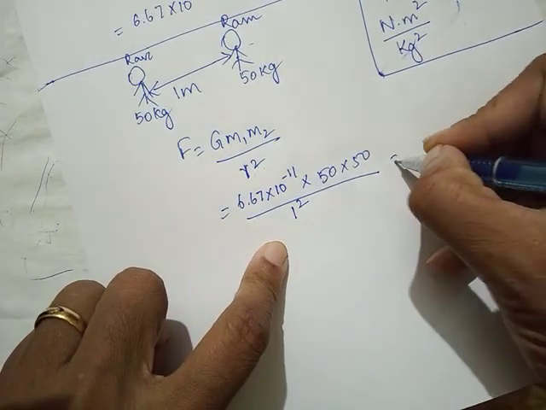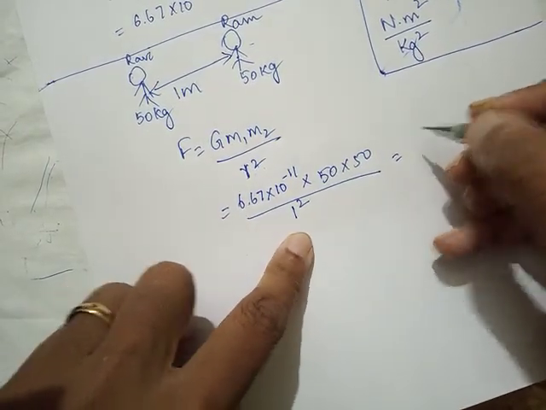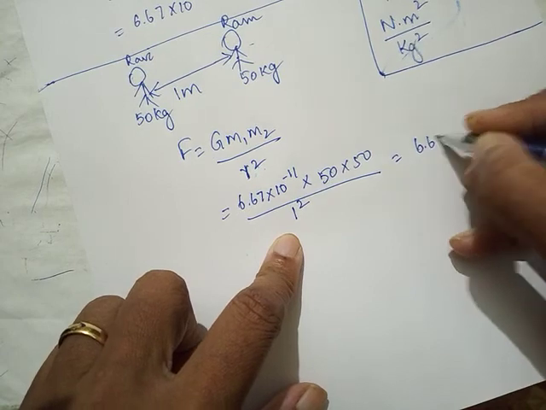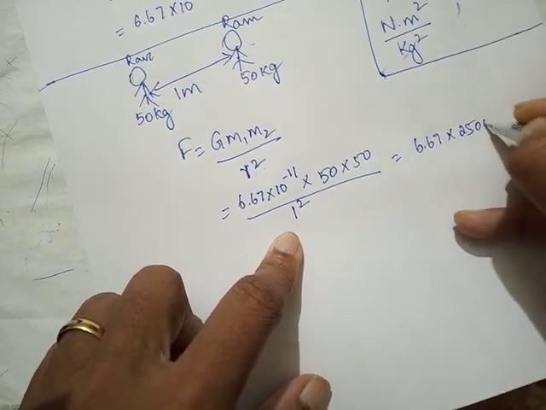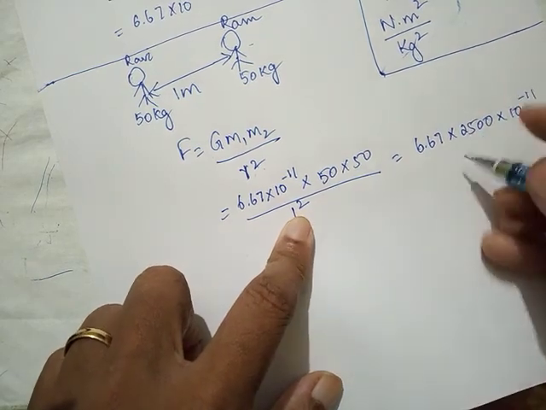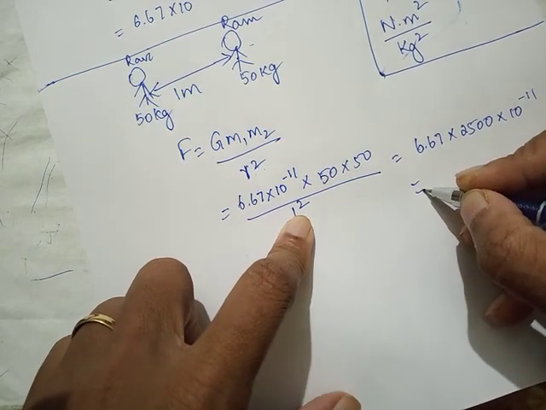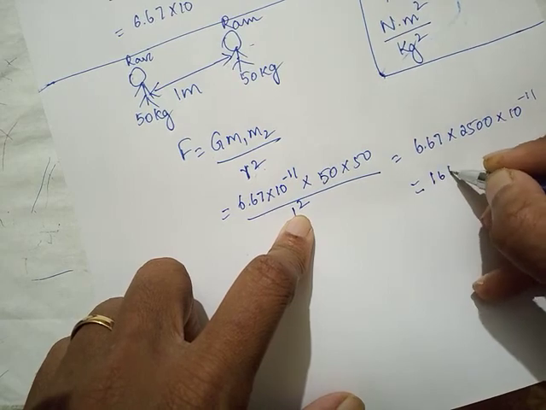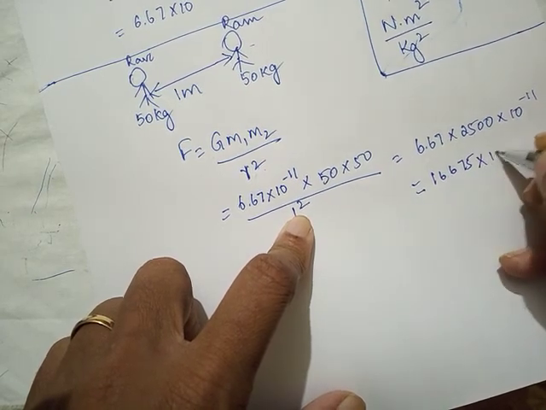Okay, so when I do this multiplication, 6.67 into 2500 into 10 power minus 11. Now 1 square is 1. If I multiply this value, I will get 16675 into 10 power minus 11. If I multiply this, I get this value.